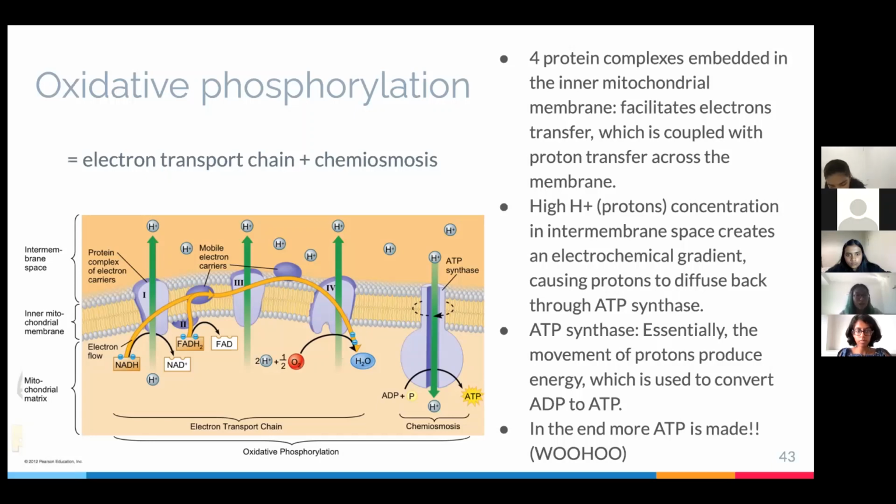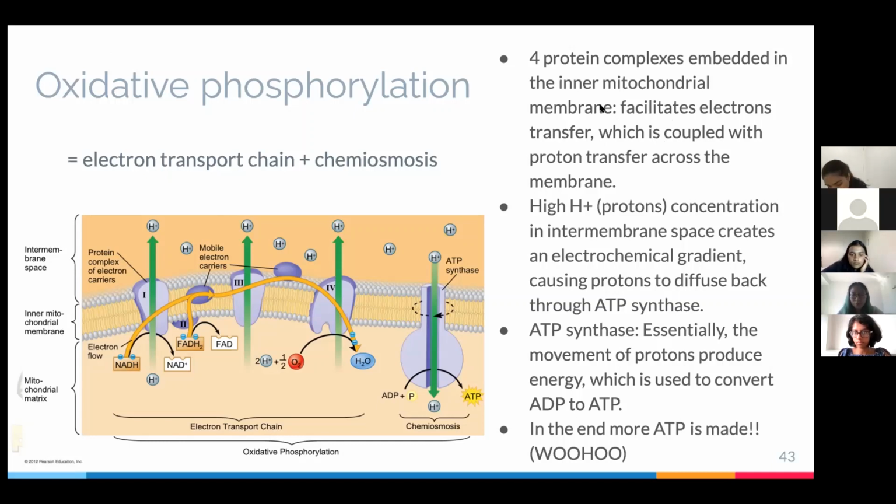If you remember from last week, your lectures on the cell, the mitochondria has a double membrane structure. So it has the inner membrane and the outer membrane. This electron transport chain is happening between the inside of the inner membrane and also the intermembrane space. That's between the inner and the outer membrane.